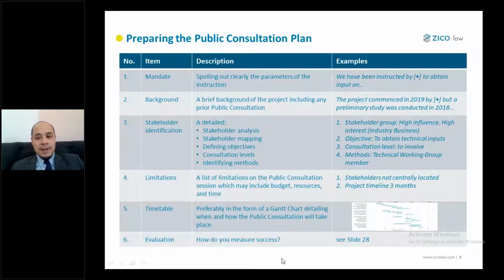But as I mentioned, you need to be flexible, because in most cases, there will be a lot of changes here and there. For example, someone can't make it, a certain group of stakeholders can't come on your day, you can't book a venue, you can't get a hotel, and so on. So you need to be flexible in terms of your changes, but the Gantt chart would help in terms of seeing the overall process. And the last one is evaluation. We will talk about that later. I think I put a note there on slide 28. That's essentially how you evaluate the success of your stakeholder consultation and whether you give feedback later on. Okay, next slide.